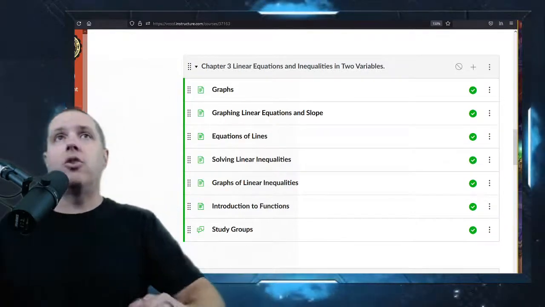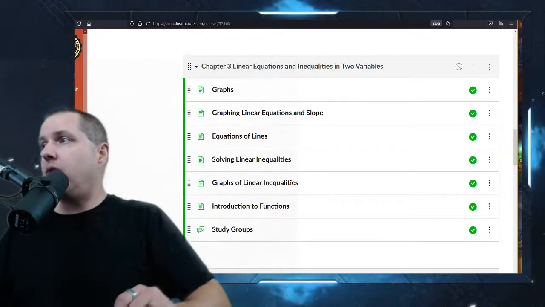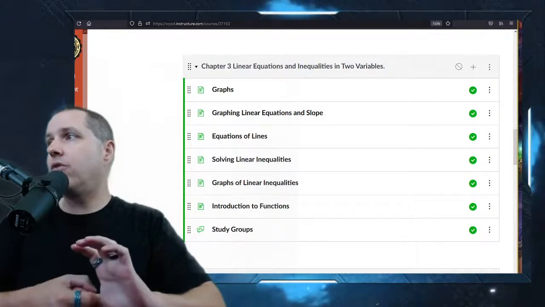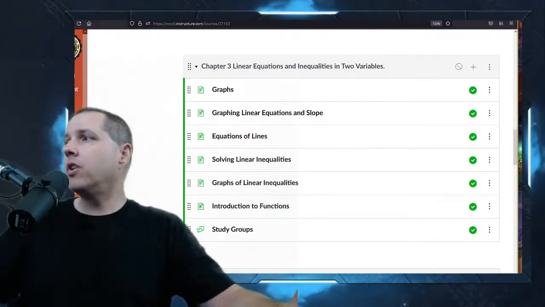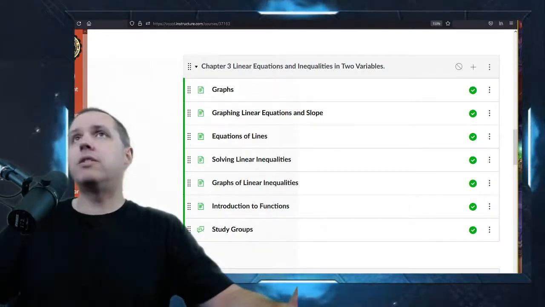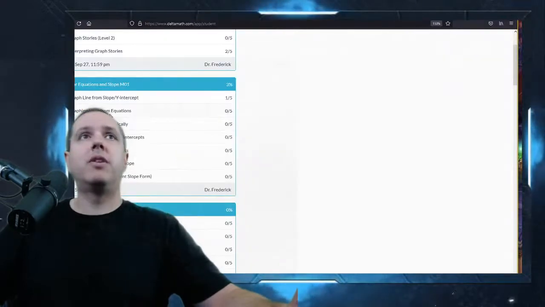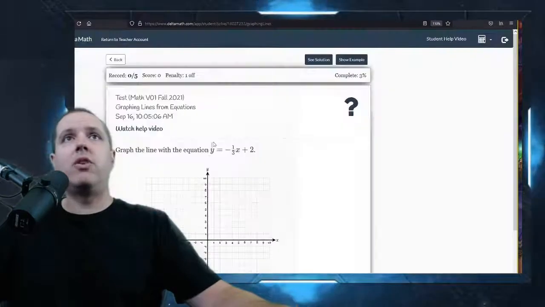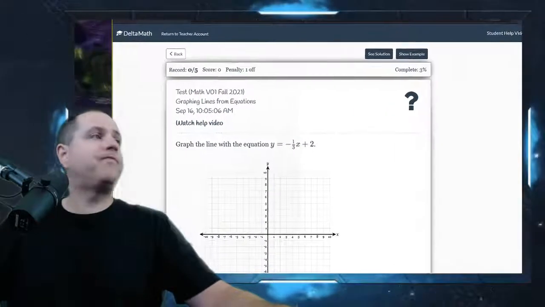Okay, so I'll show you some stuff. We'll look at some problems from the homework and then go from there, okay? So let's start with graphing lines from equations. How would we go about doing that?